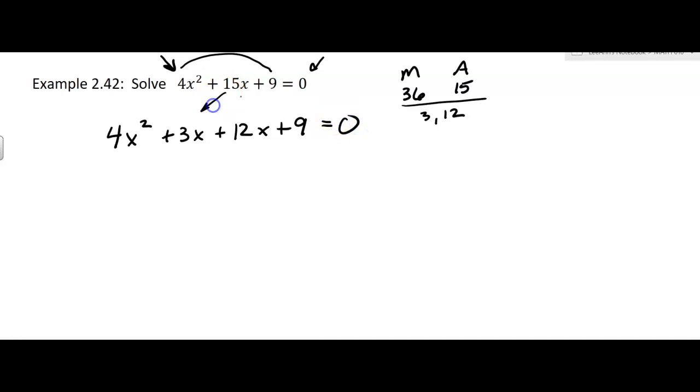So this is just giving us another chance to go over the factoring. So that 15x is splitting into 3x and 12x. That's the way we split it up. It's like you're unfoiling. And now we're going to do the grouping. So I draw the dotted line.